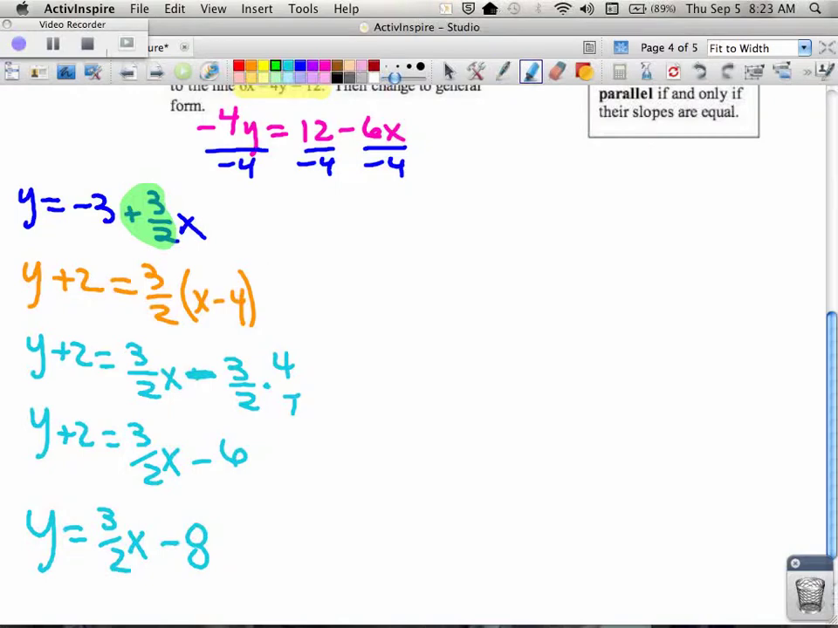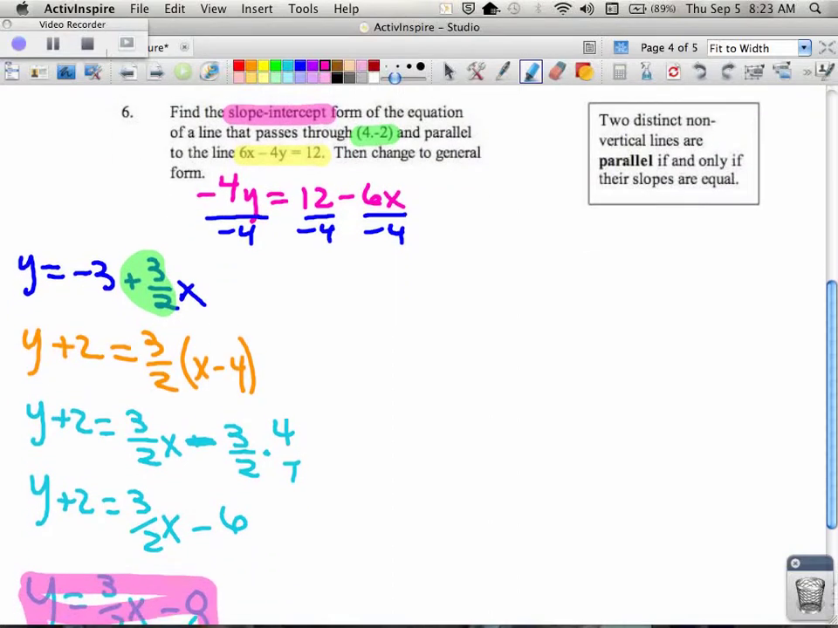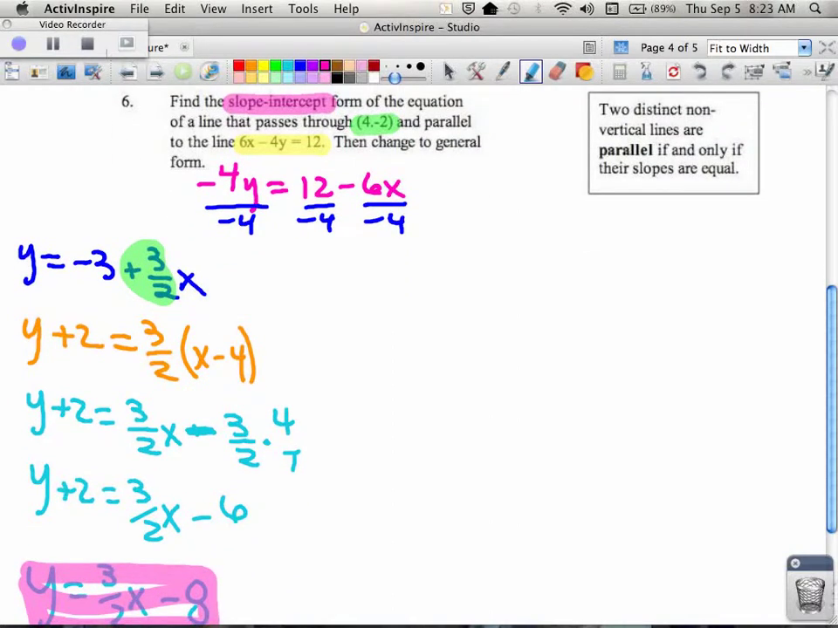This equation right here is the slope-intercept form. So I've now answered the first part of the question. Second part was put it in general form.